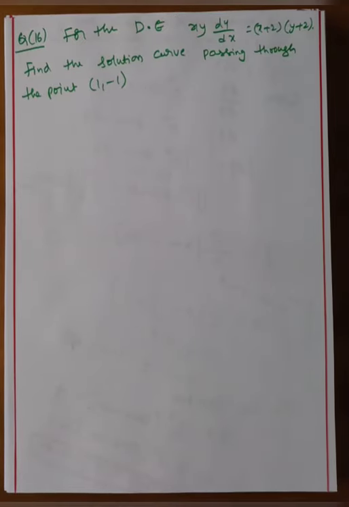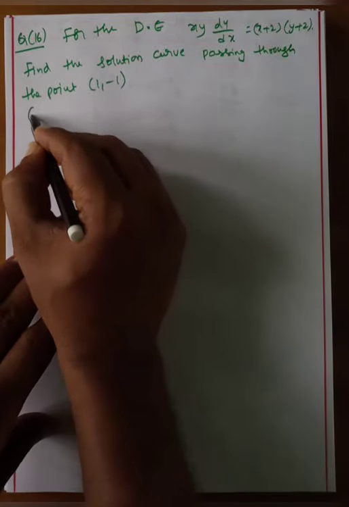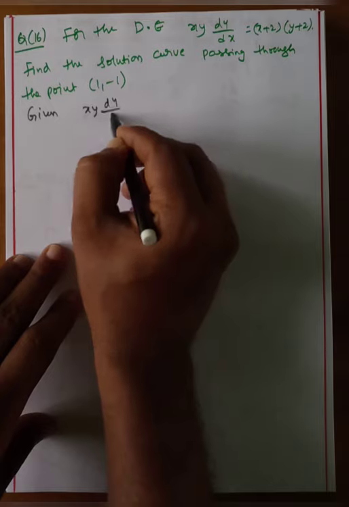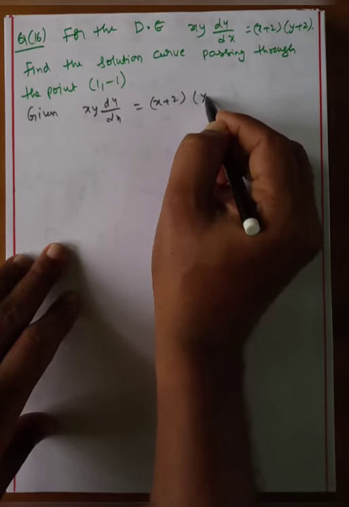Now, what is the next question? For the differential equation xy dy/dx = (x+2)(y+2), find the solution curve passing through the point (1, -1), that is x = 1, y = -1. What is given, my dear students? Slowly we will do it: xy dy/dx = (x+2)(y+2).